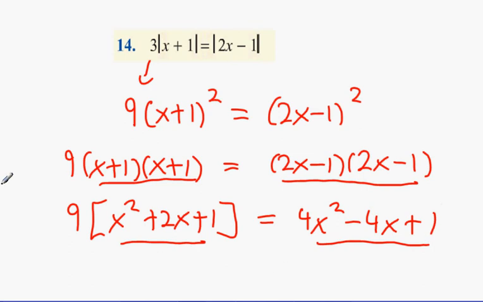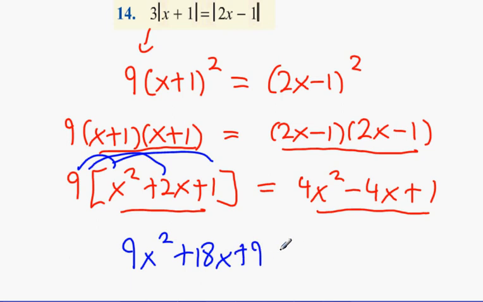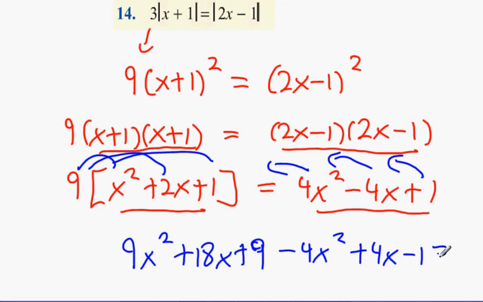Okay. Now, what we're going to do next is multiply in. We're going to get 9x squared plus 18x plus 9 equals, we're going to bring over all the other stuff over to the other side now. So I'm going to bring all this over. I'm going to get minus 4x squared plus 4x minus 1 equals 0.